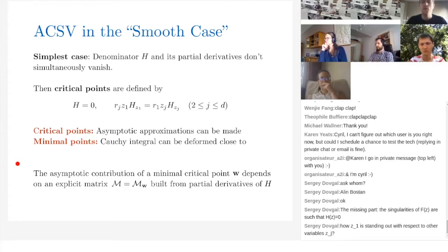So when you have minimal critical points, you're in a very good situation, because you can deform to be close to them, and then you can probably compute an asymptotic approximation of them. Now, the asymptotic contribution of a minimal critical point depends on an explicit matrix, which is built from the partial derivatives of your h polynomial. I'm not going to show it. It's quite large and unseemly, but it's in the bonus slides, if you download the slides, or you can look in my book or ask me. The point is that there's some explicit matrix we can build, which will appear in the asymptotic formula.